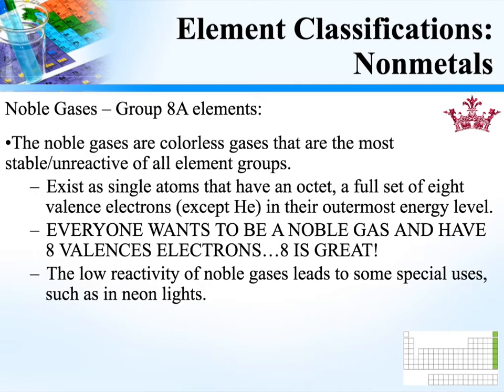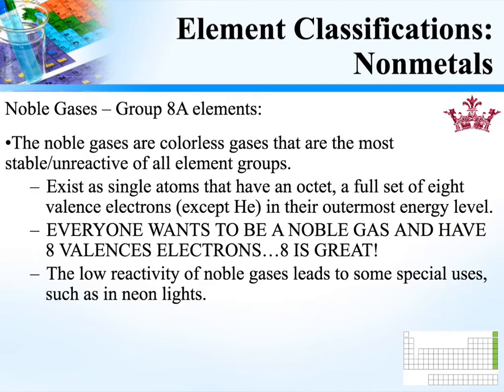So the low reactivity of noble gases leads to some special uses, such as in neon lights. Okay, so helium is the lightest of the noble gases. It only has the 2 valence electrons, and it's commonly found in blimps, airships, and balloons because it's lighter than air. That's why it floats.